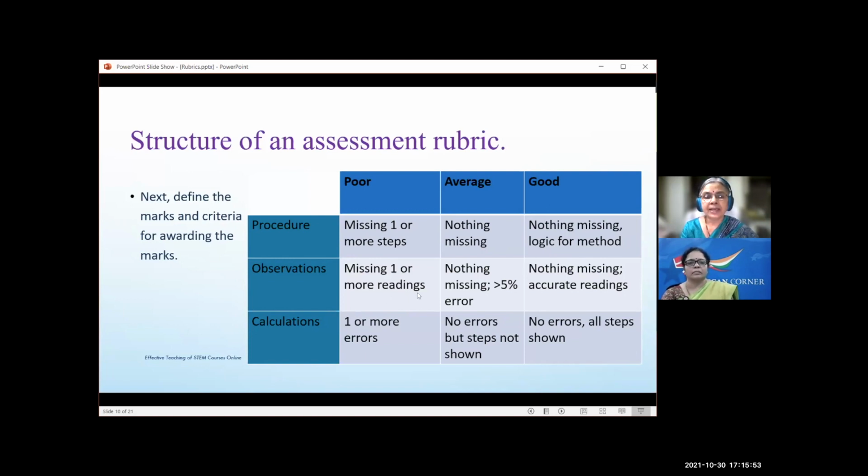Okay. Similarly, observations, you are supposed to take some observations. You only took 2 instead of 3. Then that's not good. Maybe you took all 3 observations, but they were not accurate. There's too much variation. Then it's average. So you get a little more marks than poor, but not as much as the person who has made all observations and very accurately. And same for the calculations, right? So I can decide what I'm going to look for. And so now when I'm looking at people's papers, it's really easy to give these marks in this particular format.